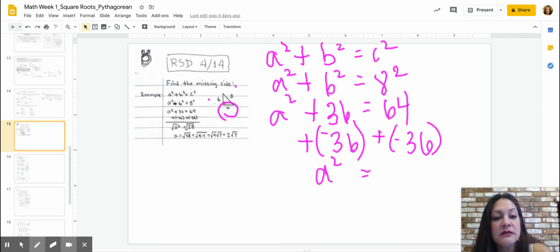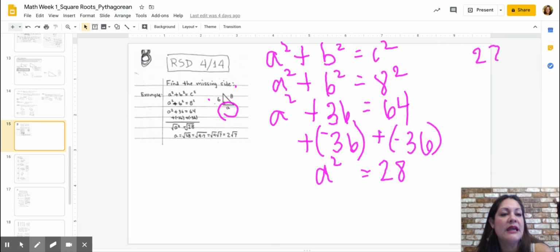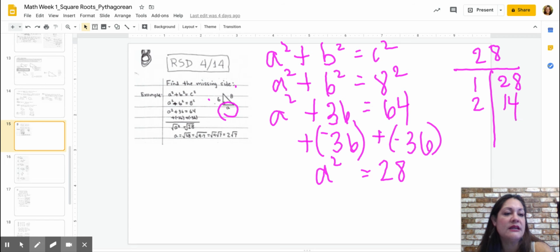28. Well, 28 is not a perfect square. Okay, so we're going to use our factor tree like what we did with the square roots. So here we have 28. You can go 1 times 28, 2 times 14, not 3, 4, there we go, 4 times 7, and that's it. So I see 4 is a perfect square, so let's work that out.